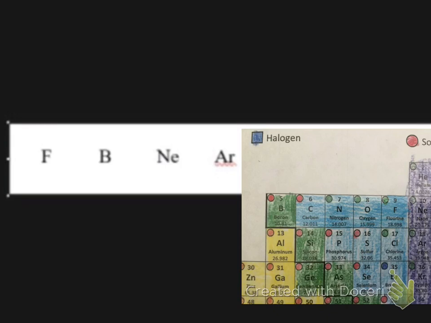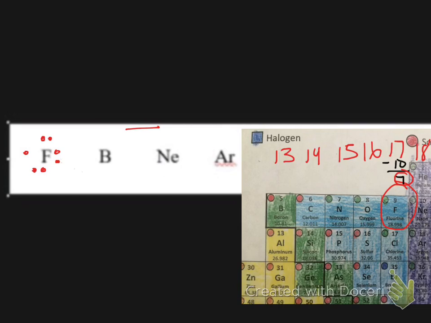So, F is fluorine. There's fluorine on your periodic table. And we know that if we count these columns, that fluorine is in the 17th group or family. We're going to subtract 10, and that's going to give us 7. So that means there are 7 valence electrons for fluorine. So that means there's 7 electrons on the outer ring. So then we're going to plot those. 1, 2, 3, 4, 5, 6, 7. We went clockwise and we did 7 little dots.